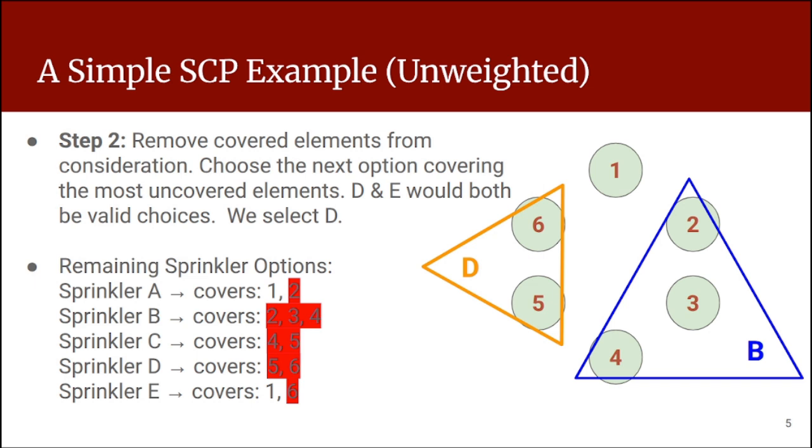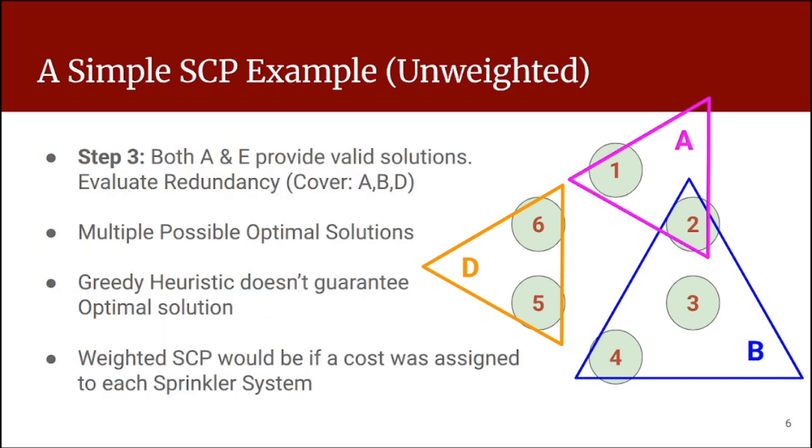As you can tell from the image there, we only have 1 element which isn't covered, element 1, and there are 2 sprinkler systems which can cover that plot. So we will add set A, which then completes our universe and gives us a collection of 3 sets to solve this easy SCP problem.